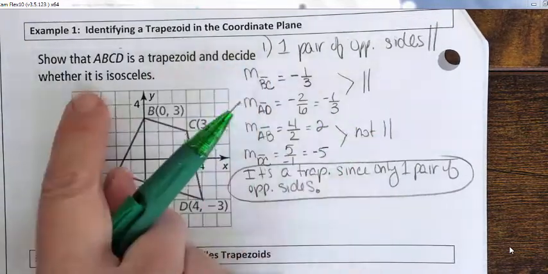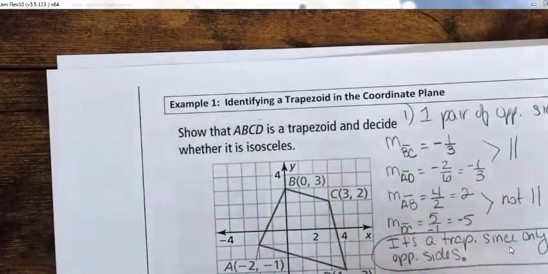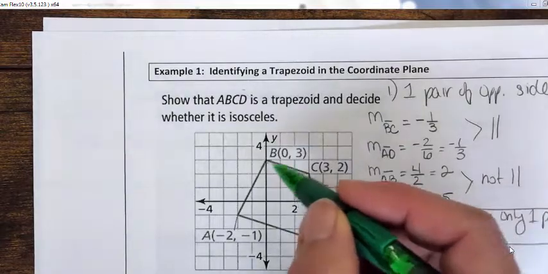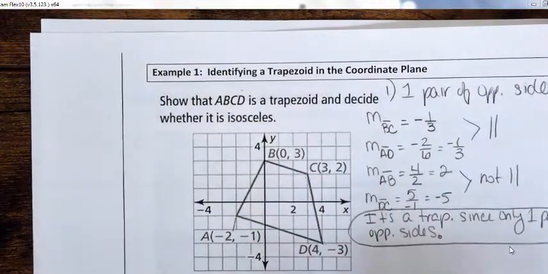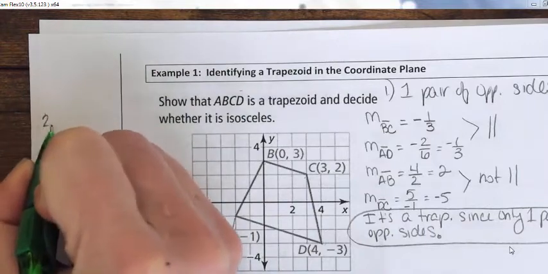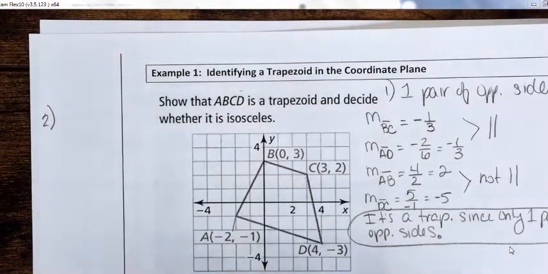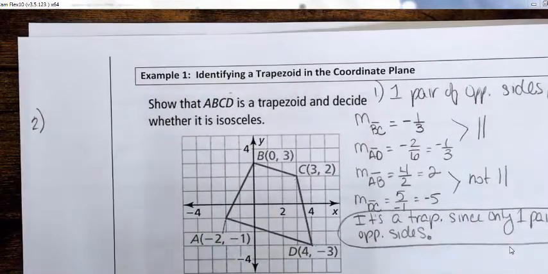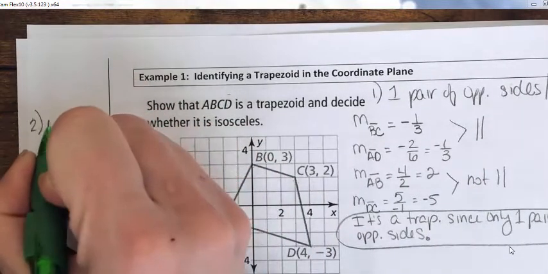Now we have to decide whether it's isosceles. In order for it to be isosceles, the two legs would have to be congruent, right? So the next thing I'm going to do it over here because I think I'm out of room. Let's test to see if the legs are equal lengths.